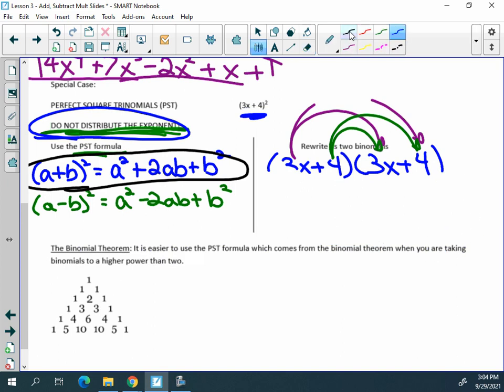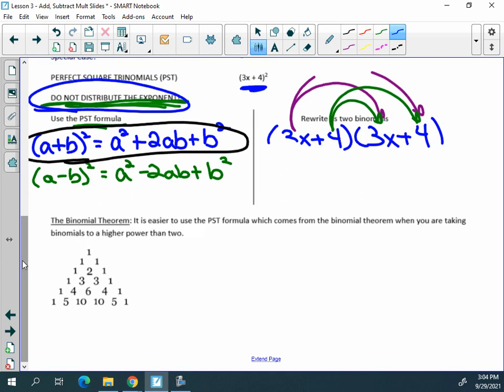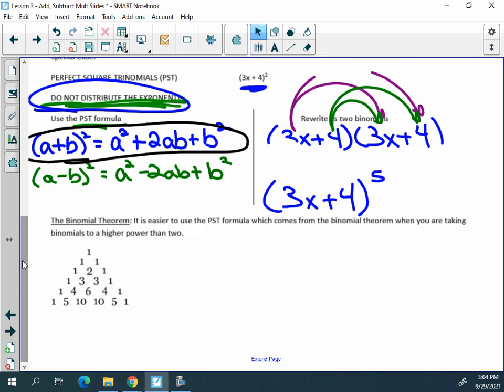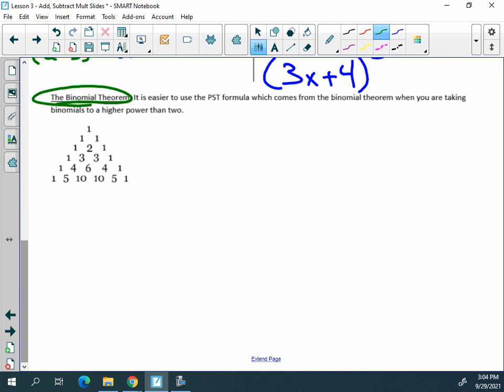Now, why do I even bother to show you that when I say you're just going to multiply it out? Well, what if I asked you to do 3x plus 4 to something higher than 2, like, say, the 5th power? Well, that's where this nifty thing called the binomial theorem comes in. And the binomial theorem comes from this special triangle we're about to talk about. Whenever your degree is something higher than, say, 2, you might want to know this. You're not going to be tested on it. It's just extra material, but here we go.